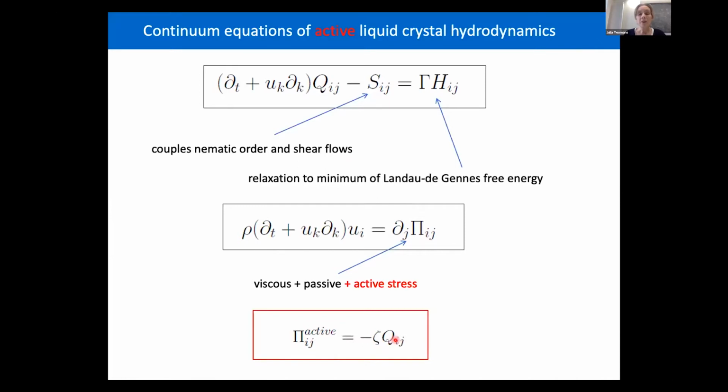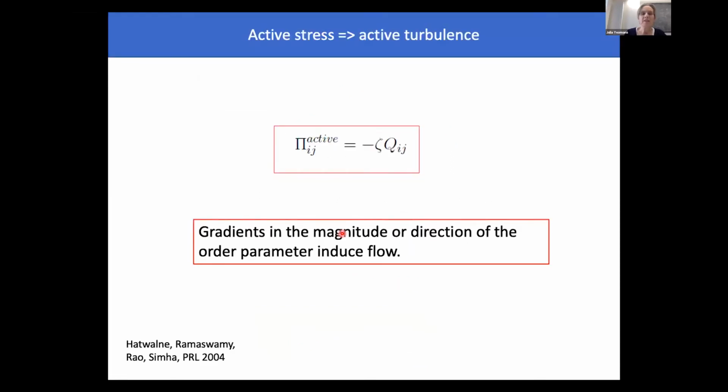Note that this Q comes under a derivative. And that's really important, because what it says is every time there are gradients in the nematic order, you get stresses, and so you get flows. Gradients in the nematic order induce flow. And you can explain an awful lot of what's going on in these active systems by using this idea that gradients in the magnitude or the direction of the order parameter induce flow.